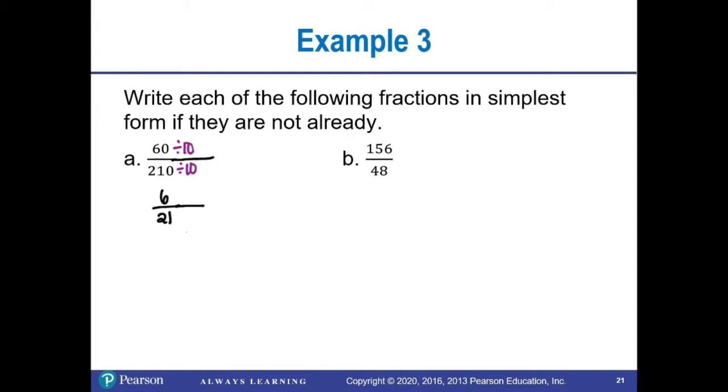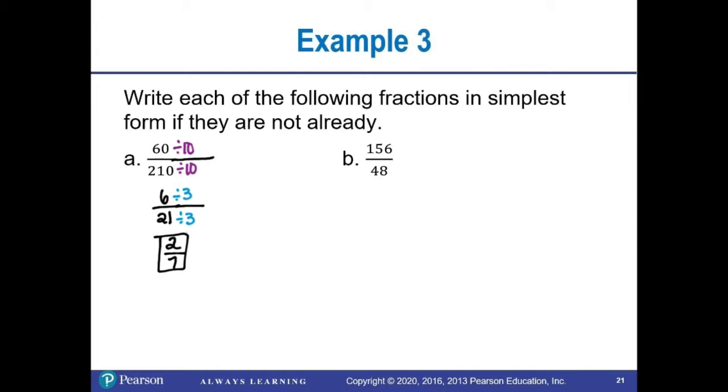Now I notice 6 and 21 have a common factor. 3 will divide into both 6 and 21. So divide the numerator and the denominator both by 3. 6 divided by 3 is 2, and 21 divided by 3 is 7.